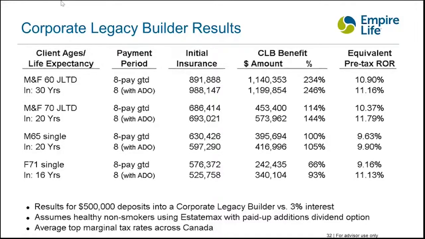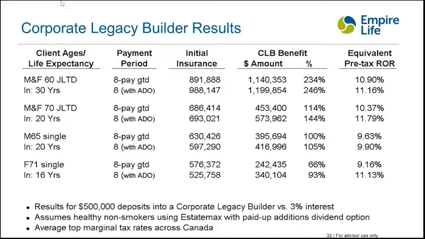And the last age I wanted to look at was a single life female age 71. Here I've looked at year 16, which may be closer to life expectancy for a 71-year-old client. And while the initial face amount of the policy with additional deposit options continues to shrink compared to the guaranteed 8-pay version, the estate benefits of using Corporate Legacy Builder have reversed and started to increase again.